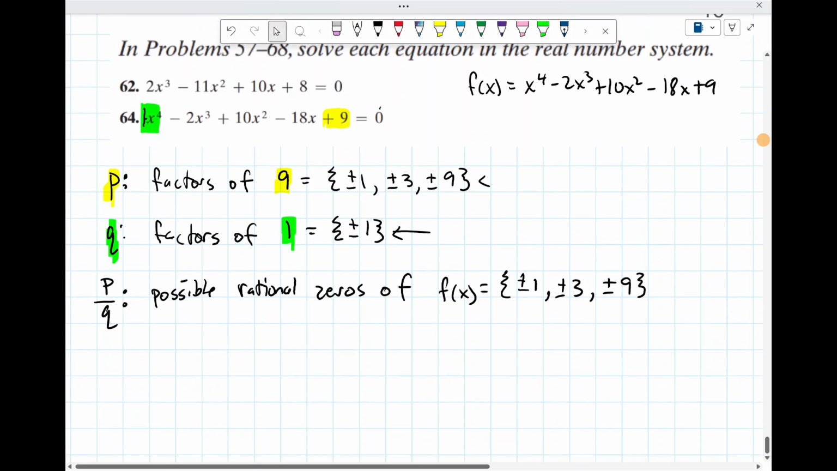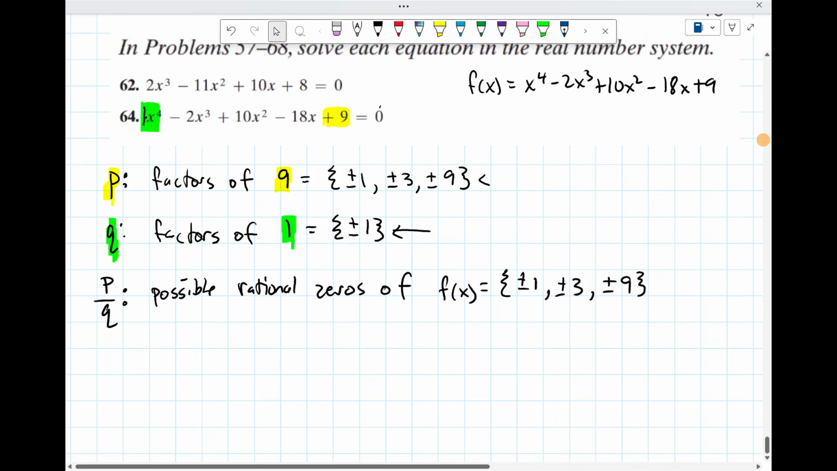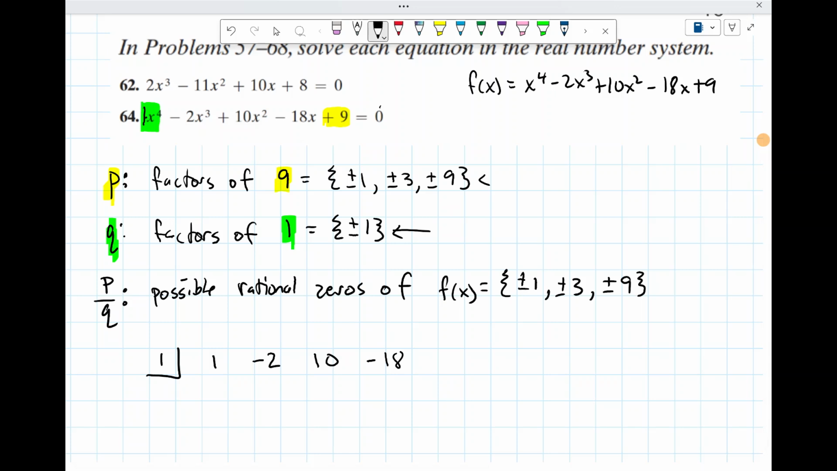All right. Now that I have my list, I am going to use synthetic division to try to decide if any of these are actual zeros of our function f of x. And I just go from the smallest number to the biggest number, alternating from positive to negative, so I'm going to start with positive 1. I'm going to write down all of my coefficients of f of x, and those numbers I just wrote down come from here.